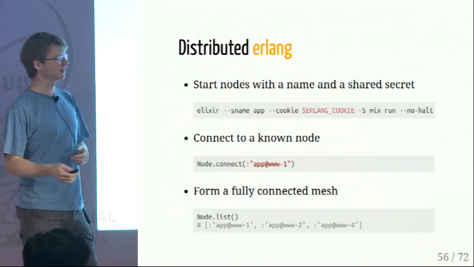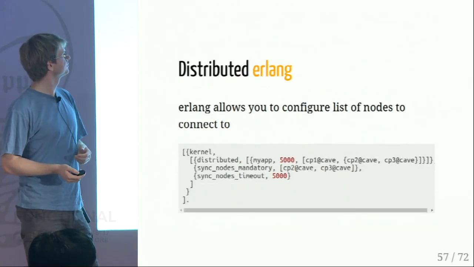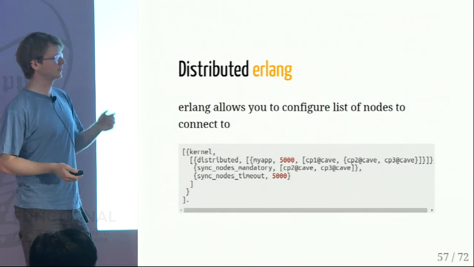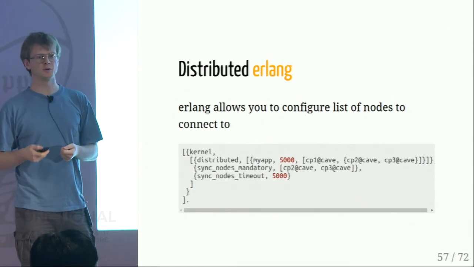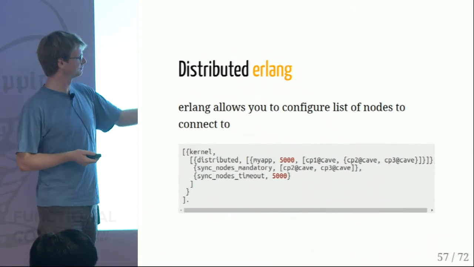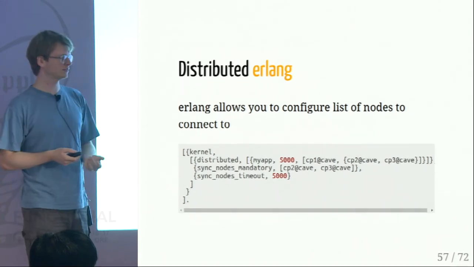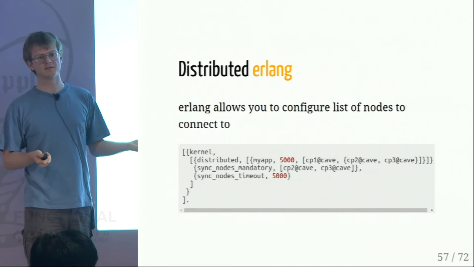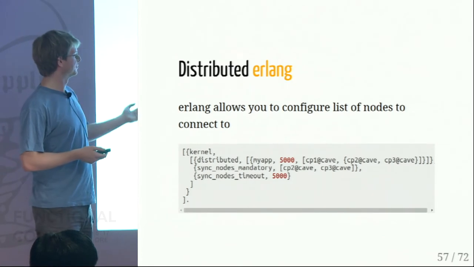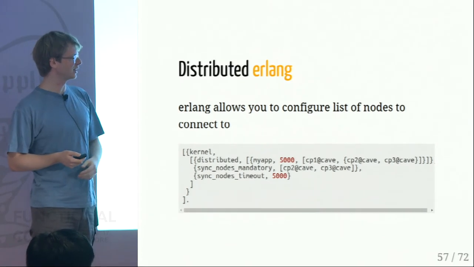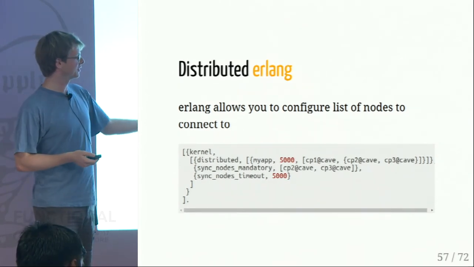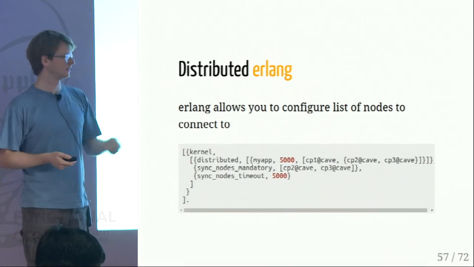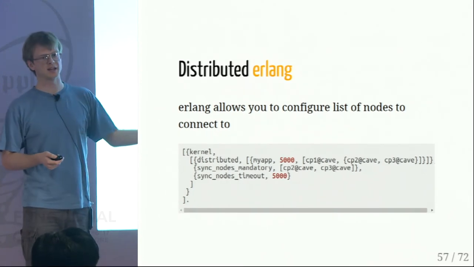That allows you to simplify a lot of the search process. This is the standard way to configure that list of nodes you're going to look for with Erlang. So you set a list of... I just copied this straight from the documentation. I don't know why their project's called Cave. I could not find the answer to that. So CP, CP2, CP3 at Cave. We're going to try and connect to all of them. And we say we're going to sync nodes mandatory. So we're not going to let the system start until it's found CP2 and CP3 at Cave.